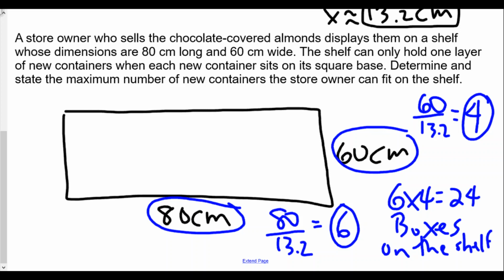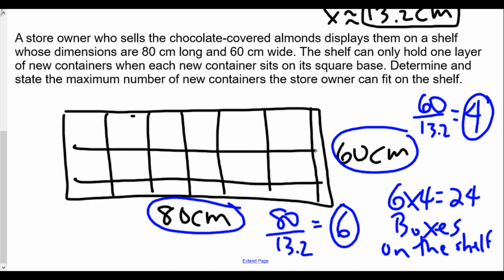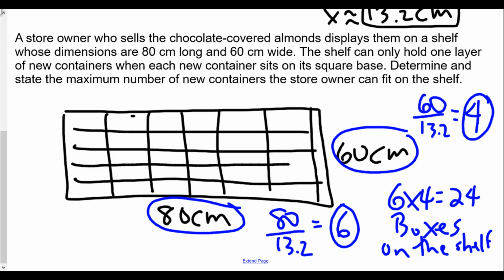In this case, if we break this up, we can only go 6 wide, and it'll be left over. So 6 wide, 5, 6, and then only 4 deep. The overlap will be like here, because we had so much here. Each of these squares here will represent where a box can be sitting. And so we would have 6 times 4, or 24.